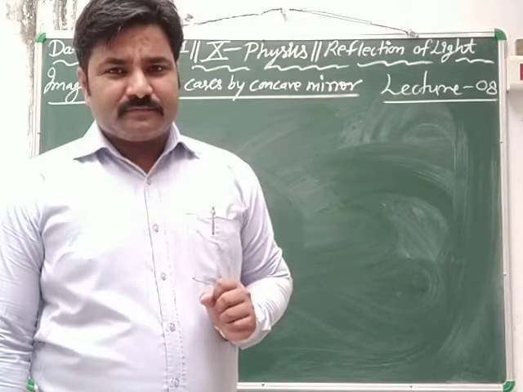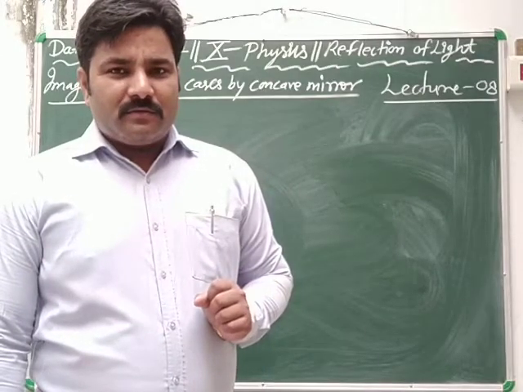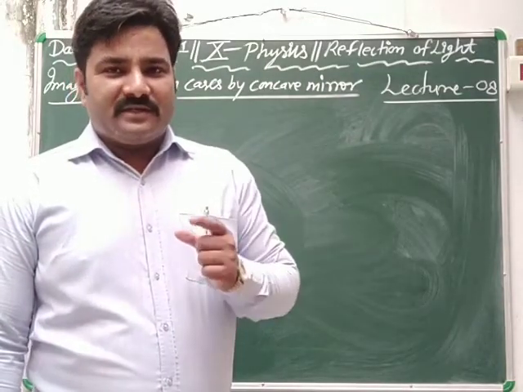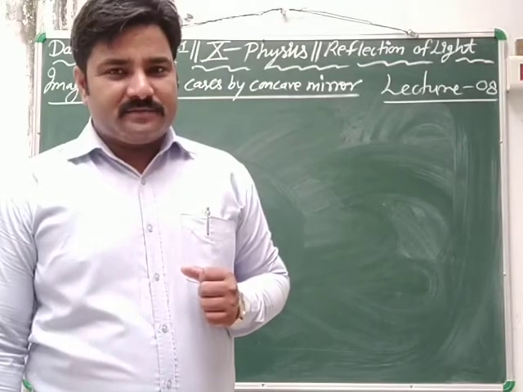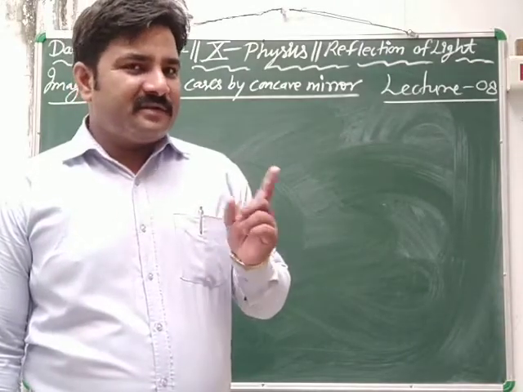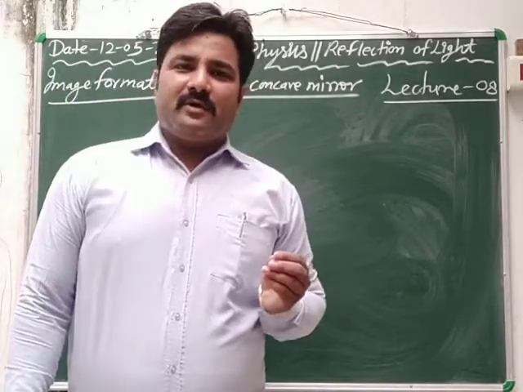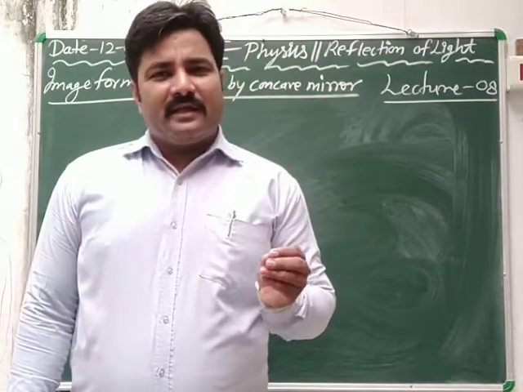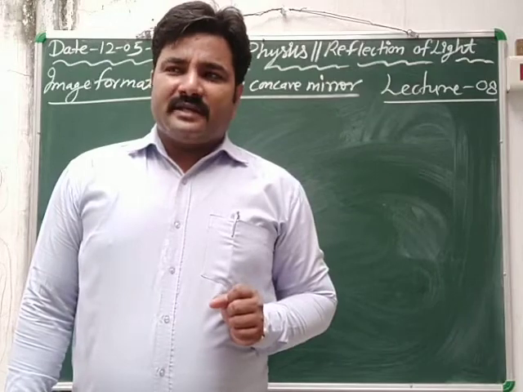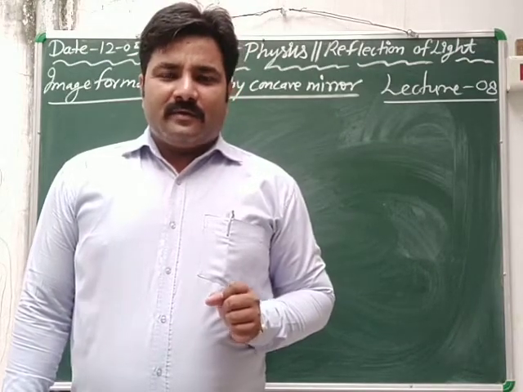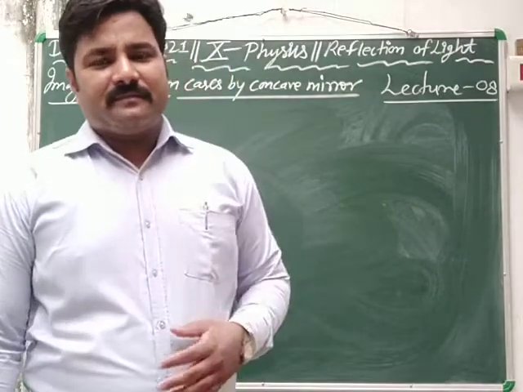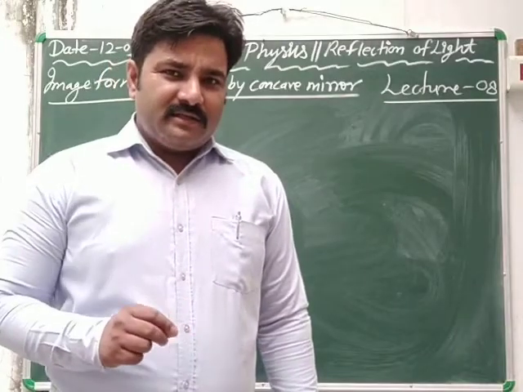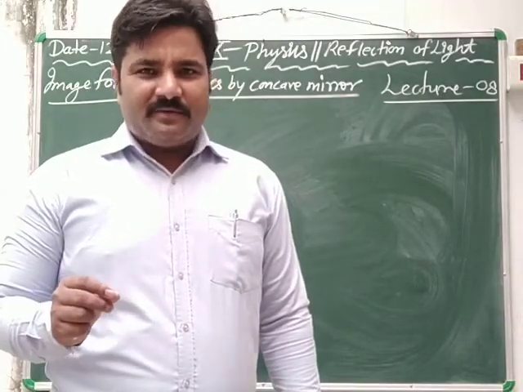Just starting, I want to remind the previous 4 cases of concave mirror. First, when the object lies at infinity, then the image is found at focus. And the reverse of this, when the object lies at focus, then the image is found at infinity. Third, when the object lies between F and C, then the image is beyond C, and when the object lies beyond C, then the image is in between F and C.